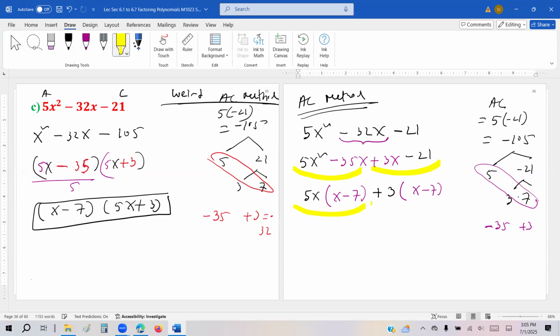Now still observe the 2 groups. What do you see coming in both groups? So you factor out x minus 7. So what is left in the first group? And then the second group is 3. Do you have the same thing? Yes, I do.